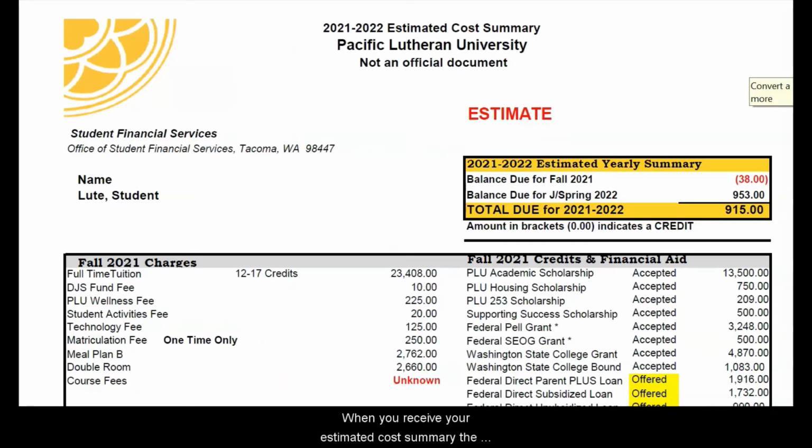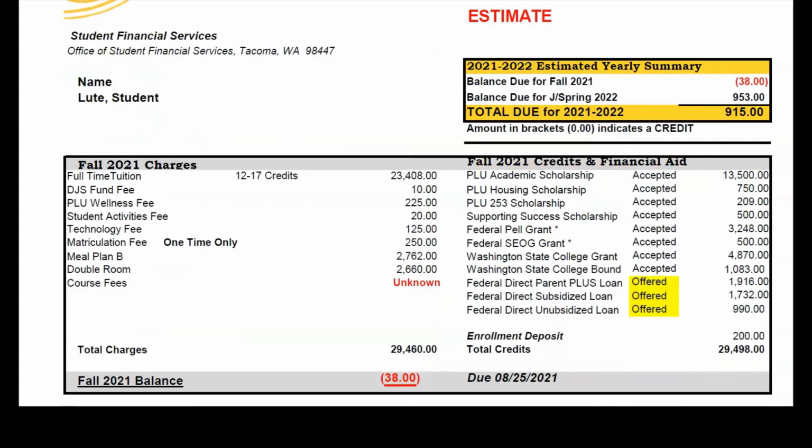So when you receive your estimated cost summary, first thing to notice is you have the yearly summary up here. It just has the total due for fall and for J-term and spring and what that is for the year. This student has a credit balance for fall, and we're going to talk more about credit balances in just a moment. The first block we're looking at here is for fall, and it's split up with the charges over here on the left and all of the credits in financial aid on the right.